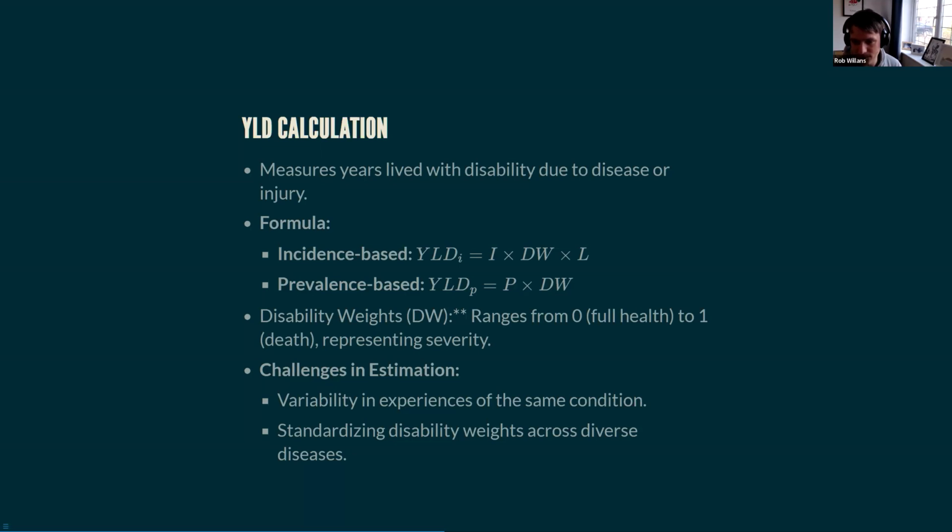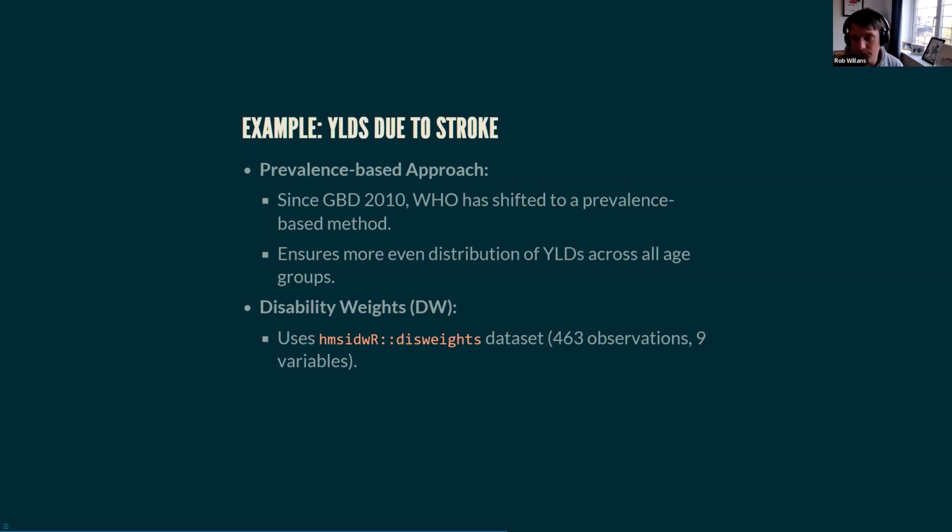It can be quite difficult to standardize, given the variation in how people are affected by disability and also comparisons across different diseases. So again, we're going to run through the chapter example to demonstrate calculation using stroke as an example. We're going to follow the WHO method of using a prevalence-based calculation rather than incidence-based.